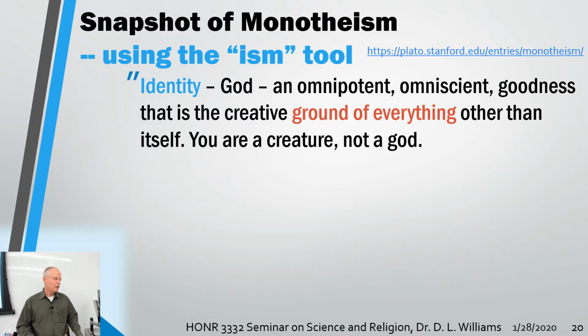Okay. Now let's look at monotheism. Once again, a good resource is listed there, the Stanford Philosophical Encyclopedia on Monotheism. So identity: God is omnipotent, omniscient, meaning all-powerful and all-knowing, goodness that is the creative ground of everything. Now, when I say ground of everything, that means the foundational piece to all matter, but also the foundational piece to all other true things. If there is a morality, then God is the ground for morality.